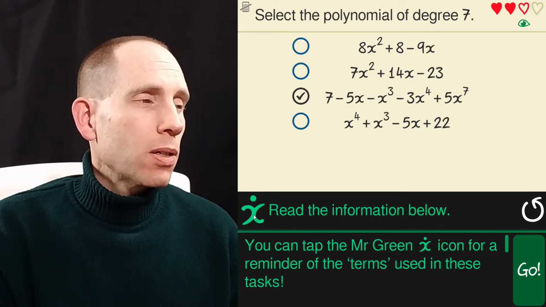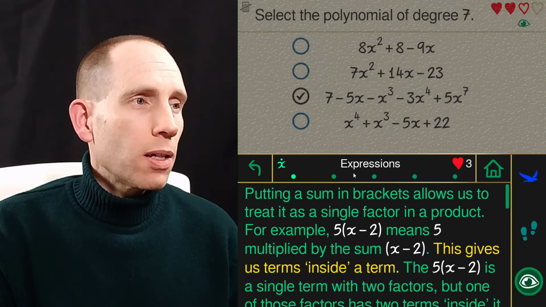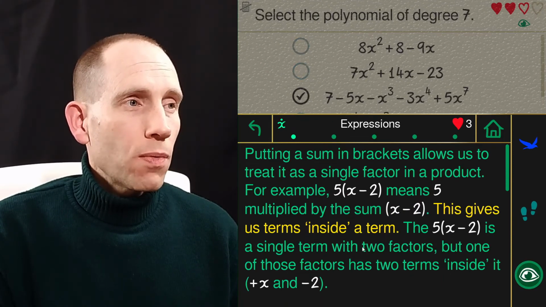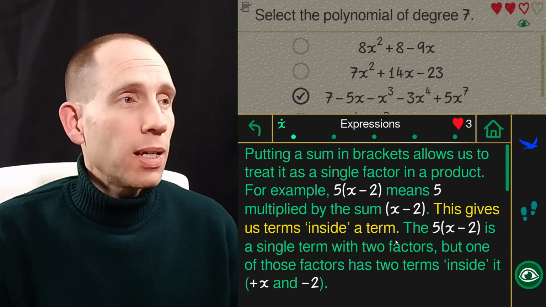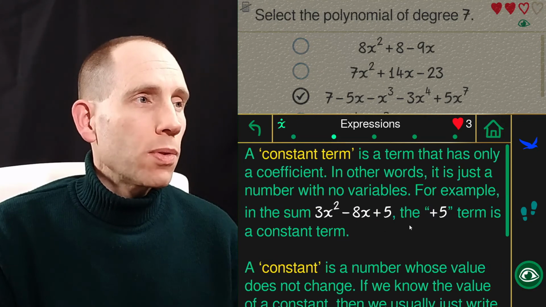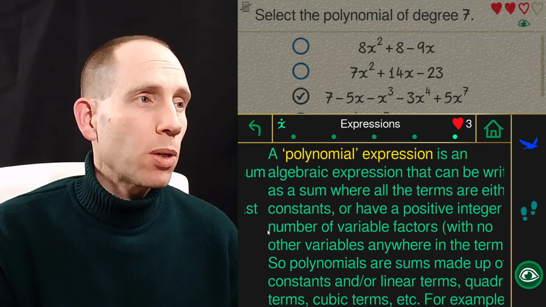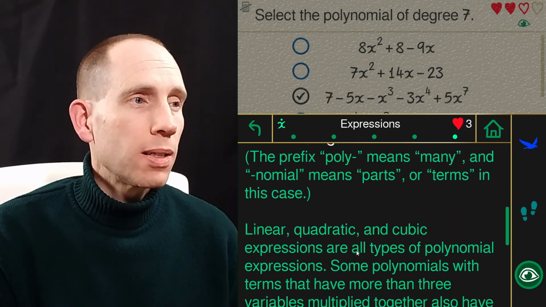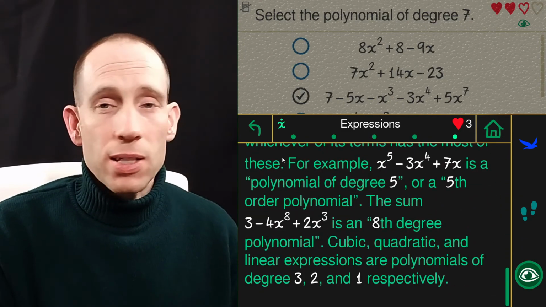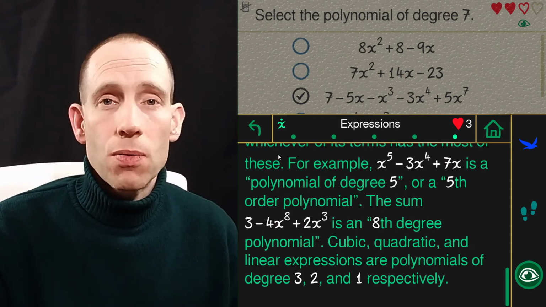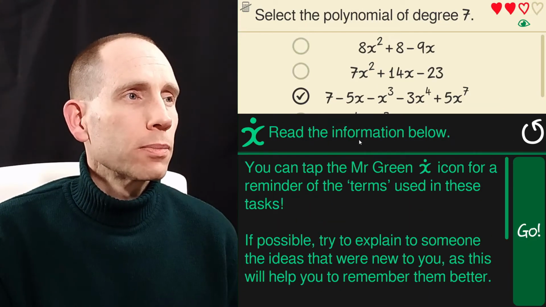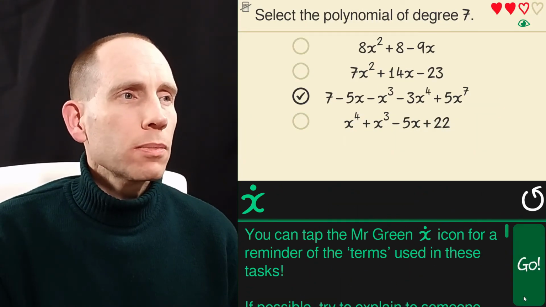Oh yeah, and remember you can always tap on Mr. Green and you can look at some of the explanations, some examples and hints in here. So you can swipe through these, remind yourself what a constant term is, what a linear term is, linear expression, polynomial expression, and so on, see more examples and definitions if you need a refresher or reminder as you're going through the exercises. Let's move that down again. There we go.